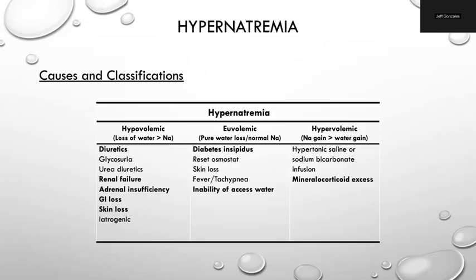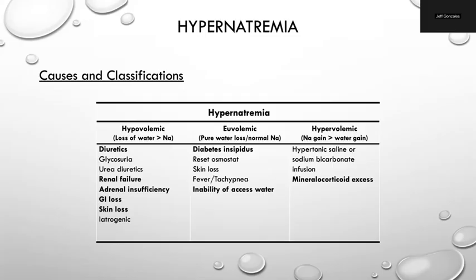For euvolemic hypernatremia, there is a pure water loss and a normal sodium level. This could happen with diabetes insipidus, or more commonly in patients who cannot access water, like we previously described. So these could be kids or elderly or hospitalized patients who can't ambulate.